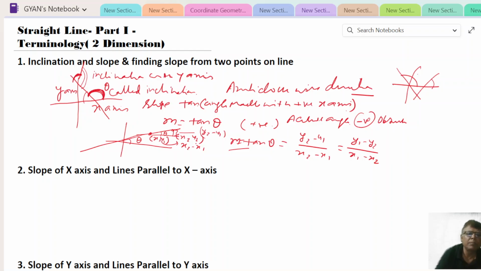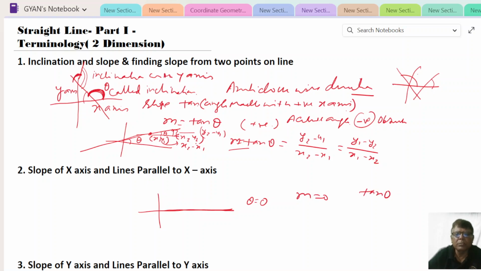But what about the parallel? Suppose the x-axis: what is the x-axis slope? Since it is at 0 degree angle, theta is equal to 0, so slope will also be 0. Tan 0 is 0. So for anything parallel to the x-axis, the slope is 0.